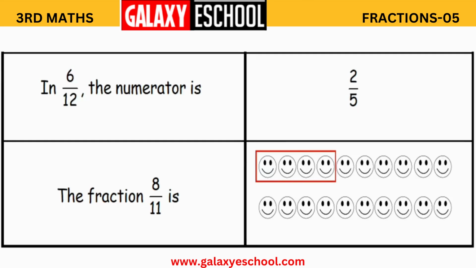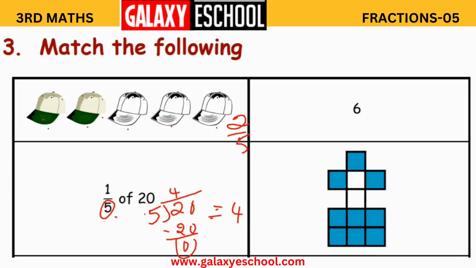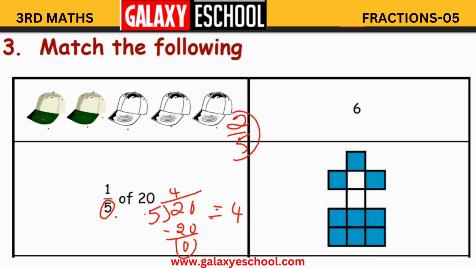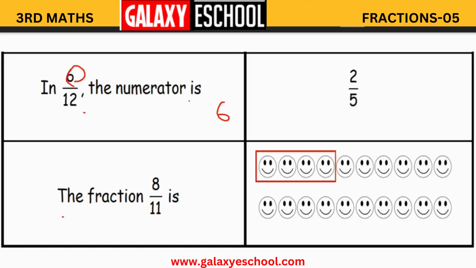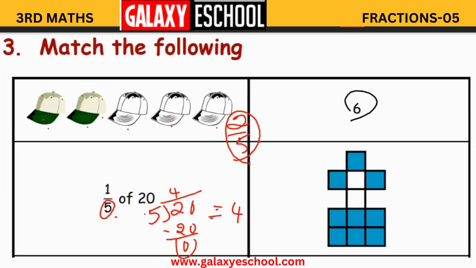Next, in 6 by 12, the numerator is dash. What is the numerator? The numerator is our 6. Next, the fraction 8 by 11 is dash. Now, if you look at the options here we are having 2 by 5 and here also we are having 2 by 5. So, this becomes our first match, and here we are having, let me take another color, say 6. And here also we are having 6, so again this becomes our correct match.